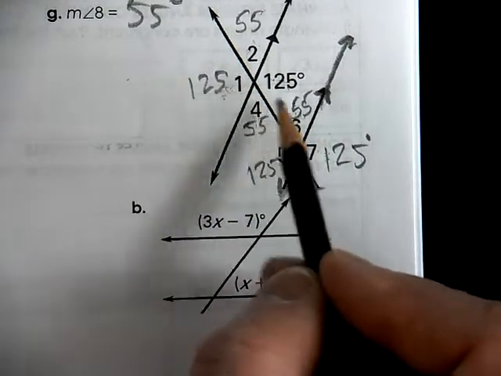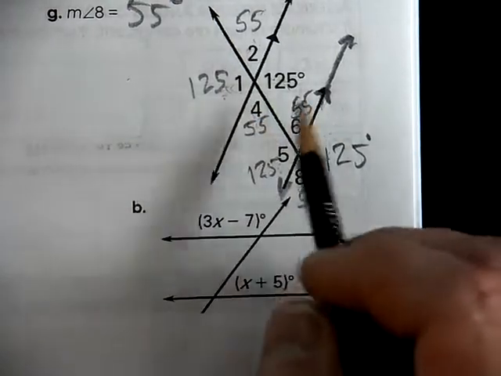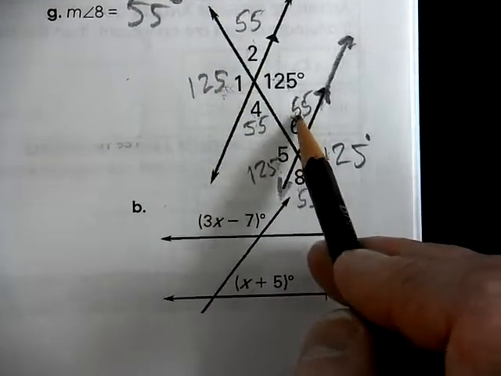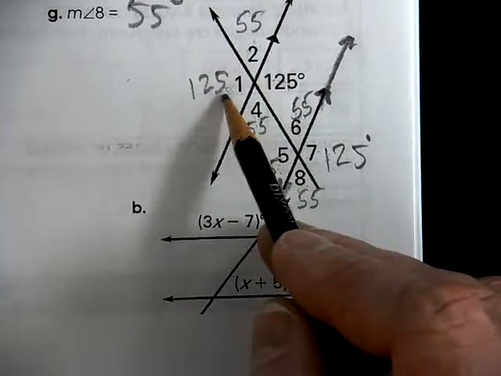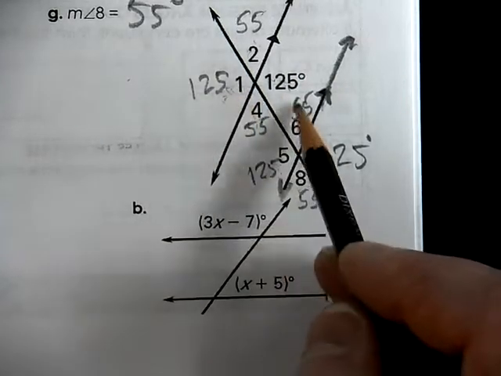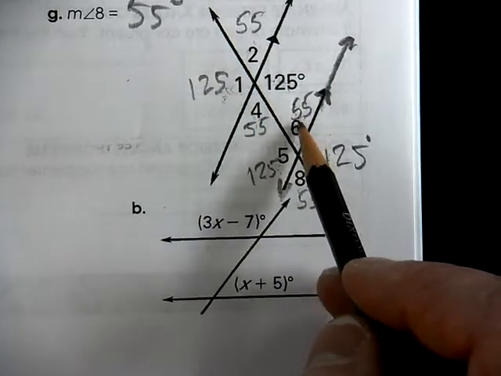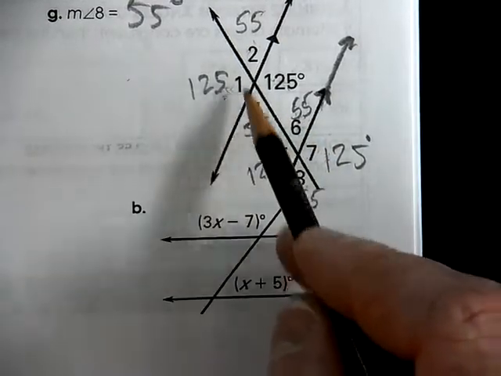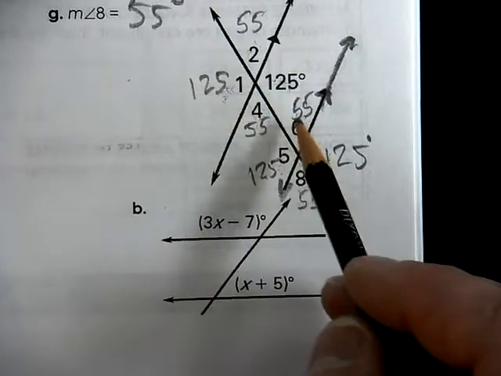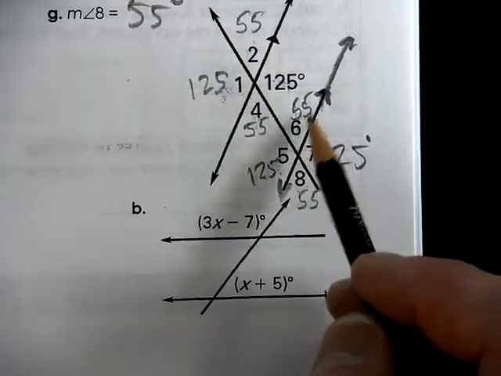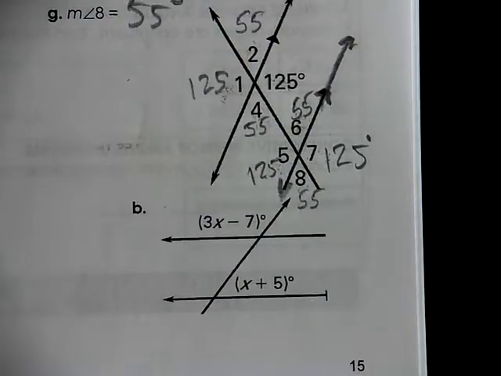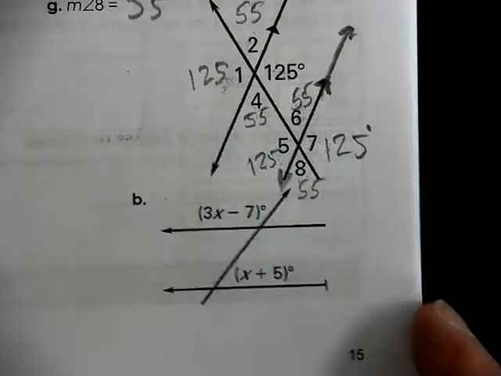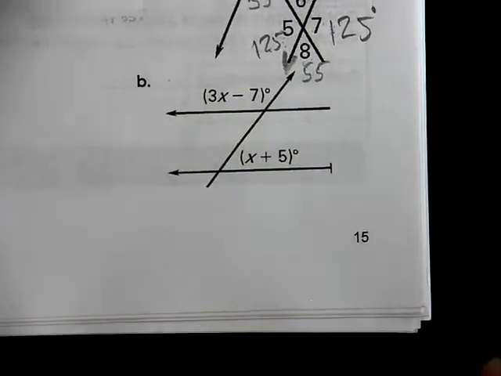So 6 and 1 don't have a name, but if the lines are parallel, we know they're going to be supplementary angles. We know they're going to add up to 180 because 6 and 4 are alternate interior, 1 and 4 are supplementary, so 6 and 1 have to be supplementary. We're going to use that as we move down to letter B.